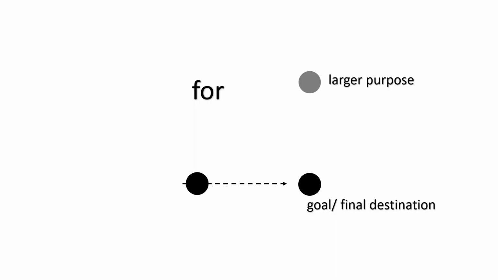Here we see a motion towards a goal or destination, but this motion doesn't stop there. The goal is reached so that something else can happen. That goal is not the final goal. So we reach a goal so we can achieve a larger purpose or intention. I know your head is spinning.